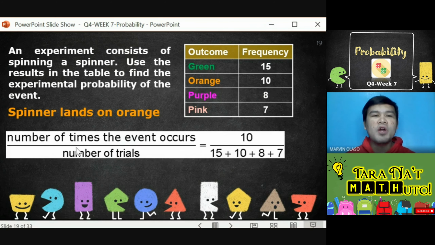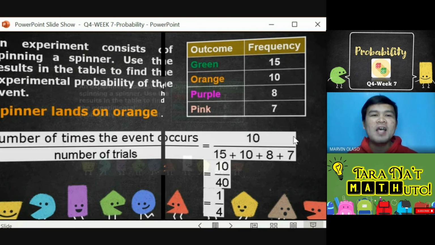We have the number of times the event occurs over the number of trials. So, ilang beses ba lumabas yung orange? We have 10. So, you will add only the frequency. So, 15 plus 10, we have 25 plus 8, we have 33 plus 7, we have 40. So, that means we have 10 over 40. And to reduce it to lowest term by dividing the GCF, we have the final answer of 1/4. Or 25% chance, okay? Or probability that the spinner will land on orange. Okay, let's have another example.